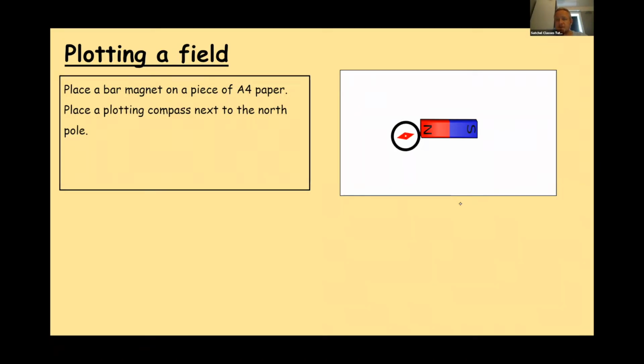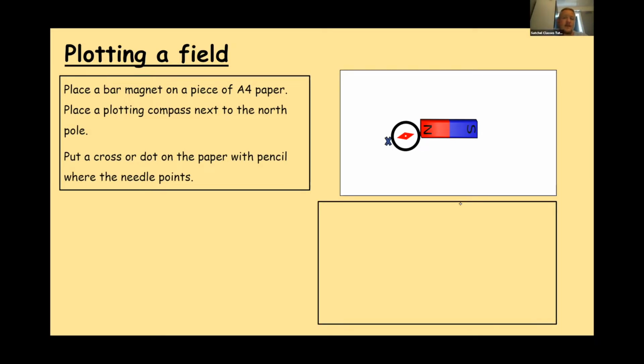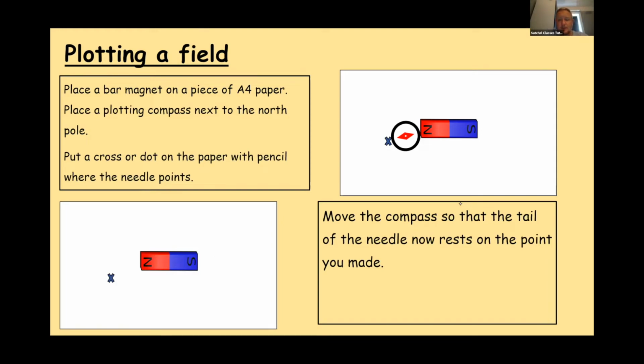Once you've got your plotting compass in place and it's stopped turning, put a cross or a dot on the paper with a pencil where the needle's pointing to, just like that. The next thing that we do is move the compass so that the tail of the needle now rests on the point you made. And what I mean by that is, once you've done it, move your compass so it's resting like this. Make a new mark where the compass needle now points.